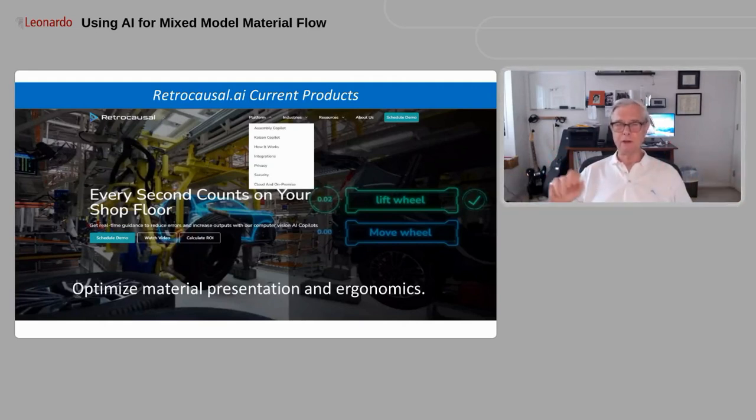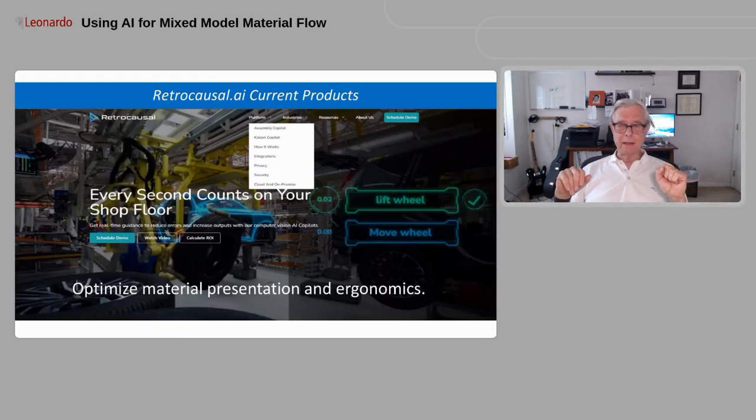Like, for example, if you have an often used part, but it's kind of far away, it's going to recommend probably to take that part and put it closer, physically locate it closer. So there are a lot of material related concerns that are addressed with the Kaizen Copilot.